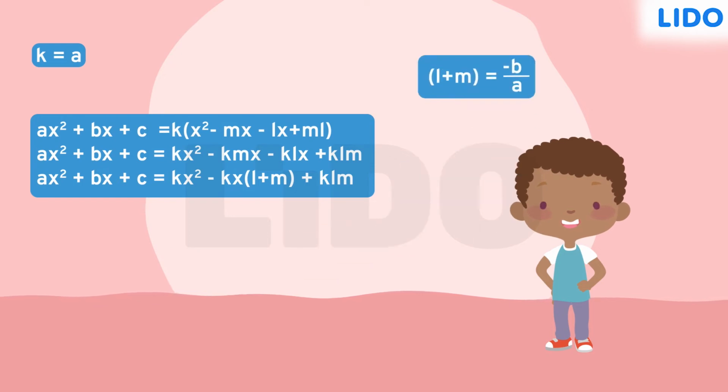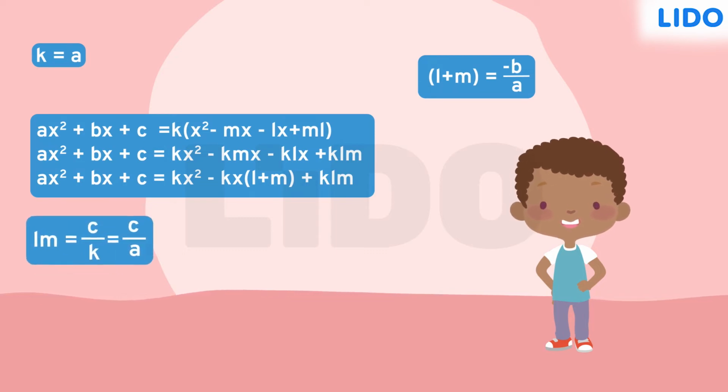In the same way, on the right hand side, the constant term is klm, whereas on the left hand side, the constant term is c. Therefore, c is equal to k times l times m. Taking k on the other side, we get.